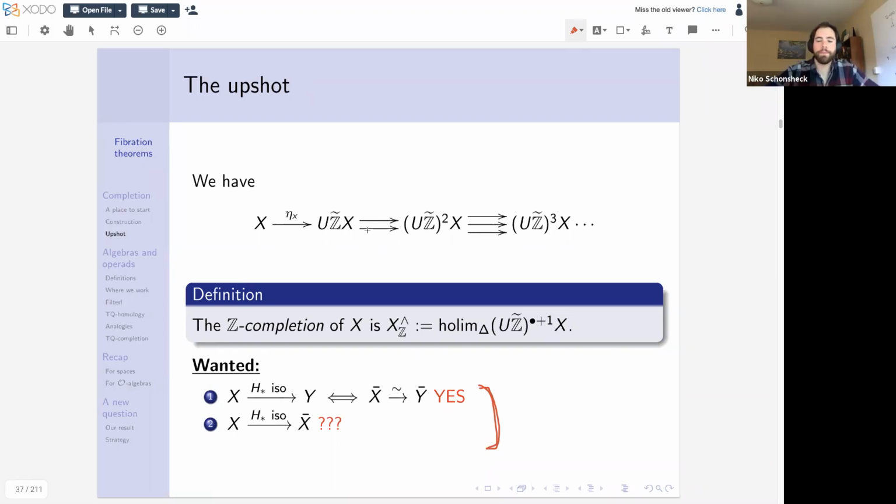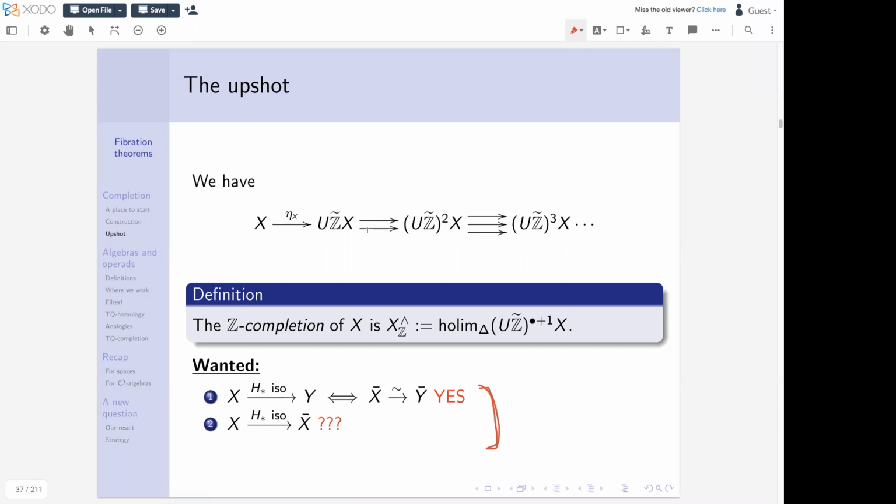Thanks. Sorry, I have a question as well. In line of ideas, is the problem with localization also that maybe it's not an accessible localization? Like, is it clear that the left Bousfield localization exists in this case?